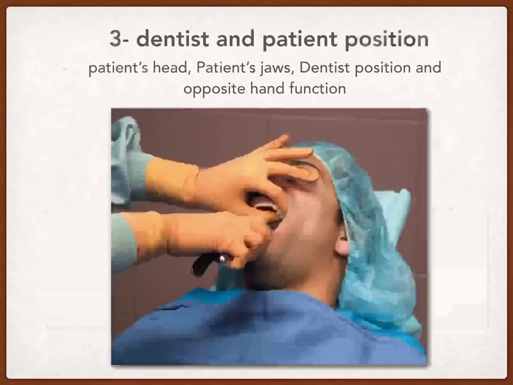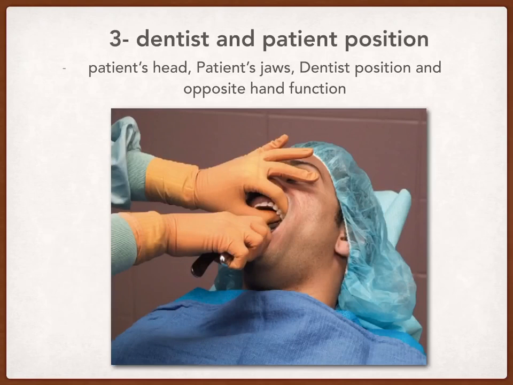After that, you should know the correct dentist and patient's position. The patient's head should be with or below the level of the dentist's elbow. The patient's upper jaw should be in a 60-degree with the horizon, as you can see here in this picture. The maxillary teeth are in a 60-degree with the horizon.